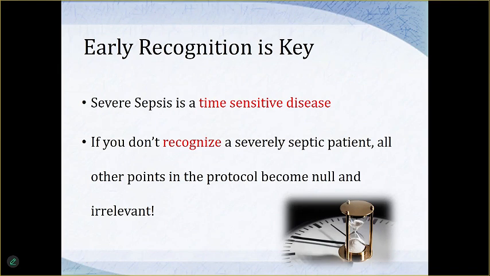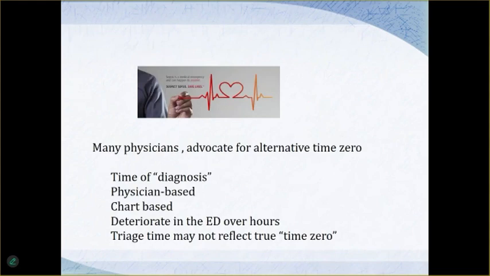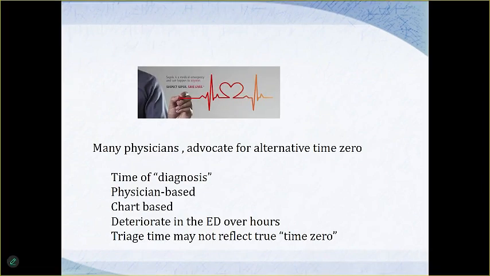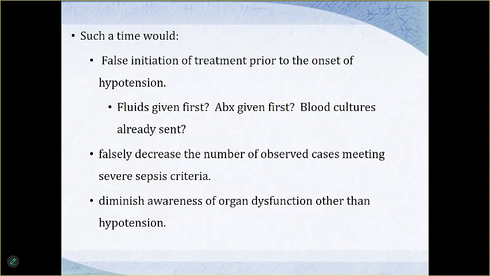If you don't recognize a severely septic patient, all the points that we spoke about here and the protocols, everything, is null and irrelevant. So many physicians advocate this alternative time zero. It could be the time of diagnosis, the time of physician-based diagnosis, or maybe chart-based, or the moment they come to the ED, where triage and all those things are important. The most important thing is to understand where the time is, because if you don't recognize this time zero, you might falsely initiate the treatment prior to the actual onset of hypotension.